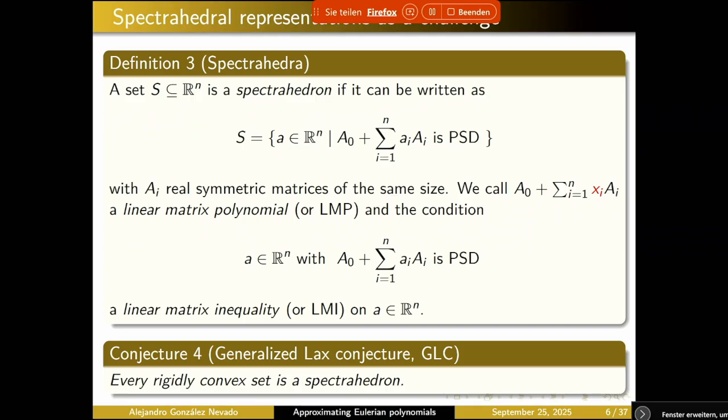The generalized Lax conjecture. There was a Lax conjecture for 2 variables, and we know that this is true. We also know that the generalized Lax conjecture is true for some polynomials that come from combinatorics. And we will see that exploiting combinatorial information is important and interesting.